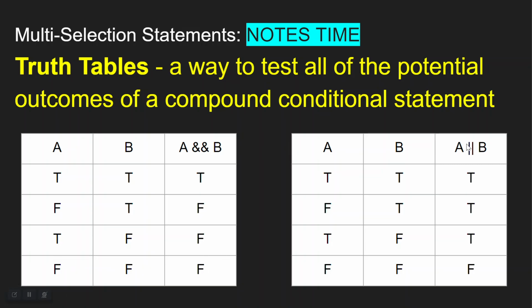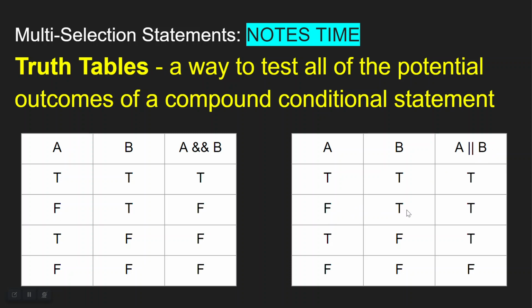To make one for an or statement, we've got A true, false, true, false, just like we did over here. And then we've got B, true, true, false, false, just like we did over here. That gives us all of our combinations. And now true or true is going to give you an outcome of true when you're looking at an A or B situation.